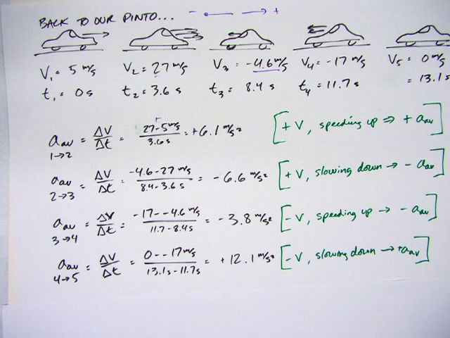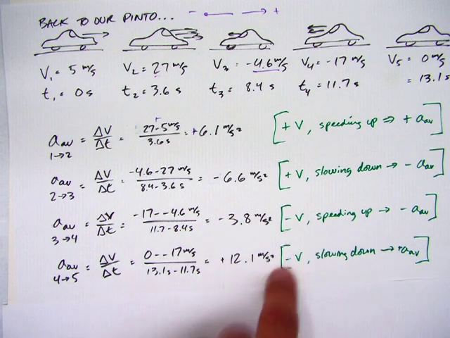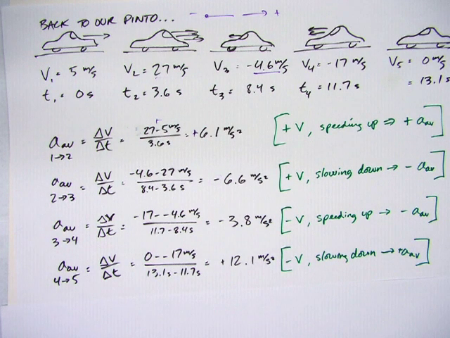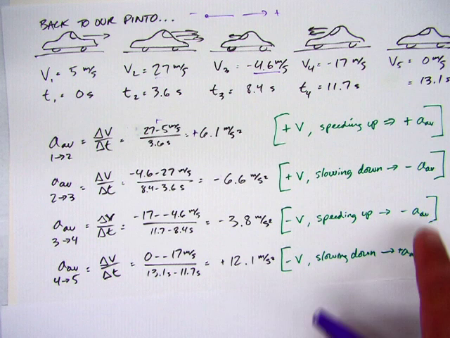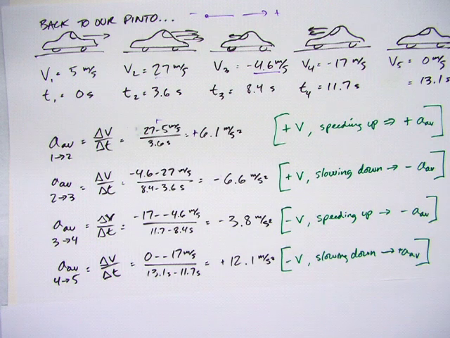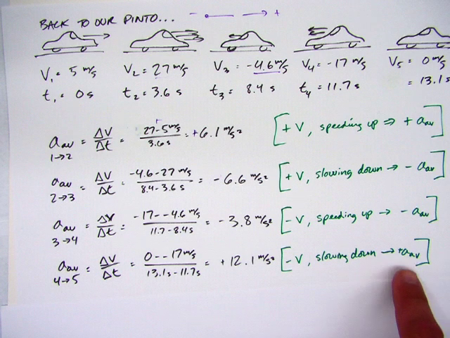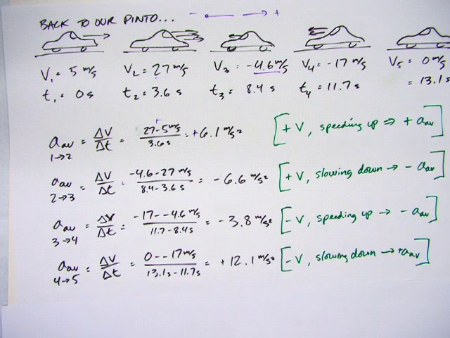So 4 different scenarios, 2 with having a positive velocity, speeding up or slowing down, positive or negative acceleration. Then 2 when I have a negative velocity, speeding up means more negative, so I have a negative acceleration. Moving with negative velocity, but slowing down means moving towards 0. To get back to 0, I have to add positive velocity, or I have a positive acceleration.